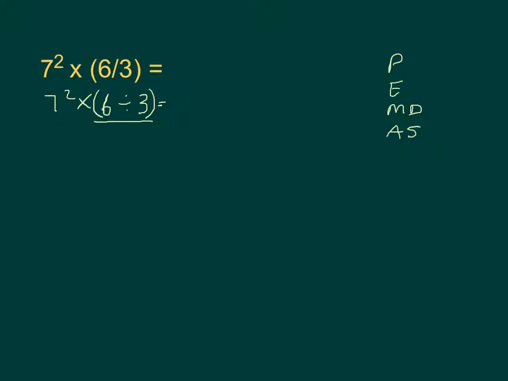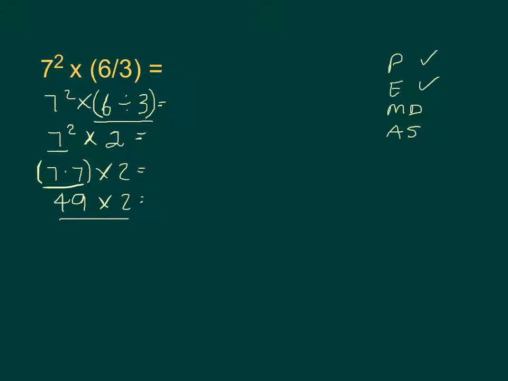And I'm going to solve 6 divided by 3 gives me 2. Rewrite all my terms. Check off P. Okay, what should I do next? If you said exponents, you're correct. So let's go ahead and rewrite 7 squared as 7 times 7 times 2. And that equals 49 times 2. Check off my exponents. And my next step is multiplication division. 49 times 2 happens to be 98.